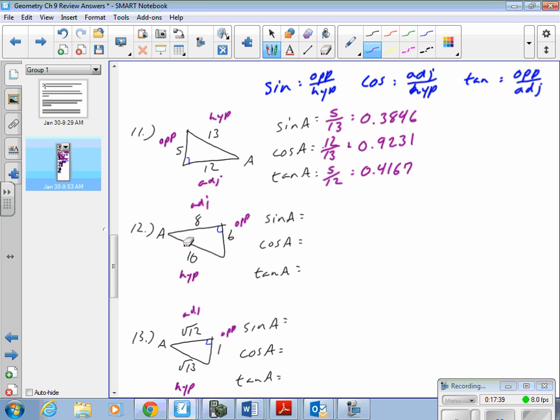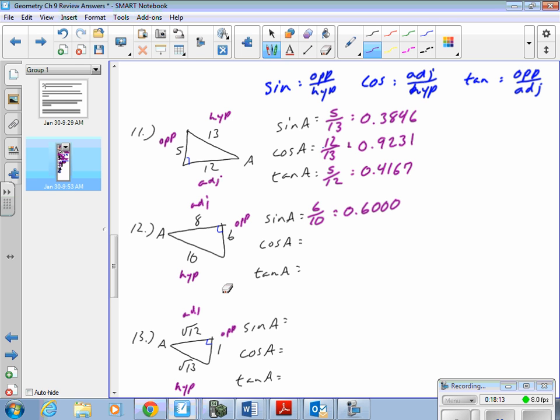Alright, so then number 12. Angle A is over here. So 6 is the opposite side, 8 is the adjacent side, and 10 is the hypotenuse. So for the sine, it's the opposite over the hypotenuse. Well, that's going to be 6 over 10. Which if we divide that out, that's going to be 0.6000. Since it has to go to the 4 decimal places, go ahead and put in zeros to fill in those 4.